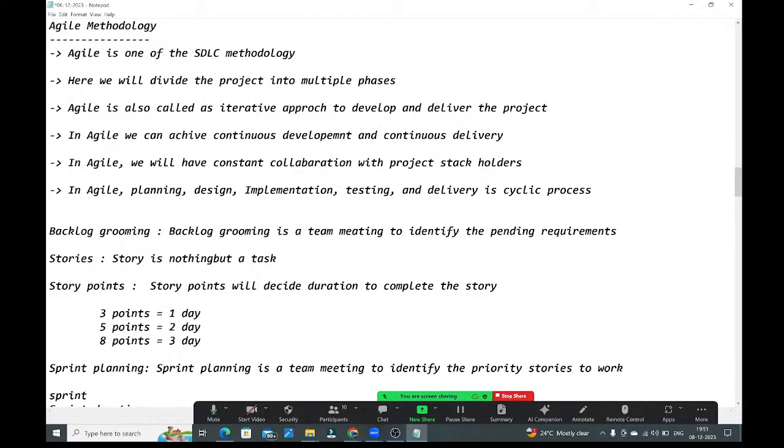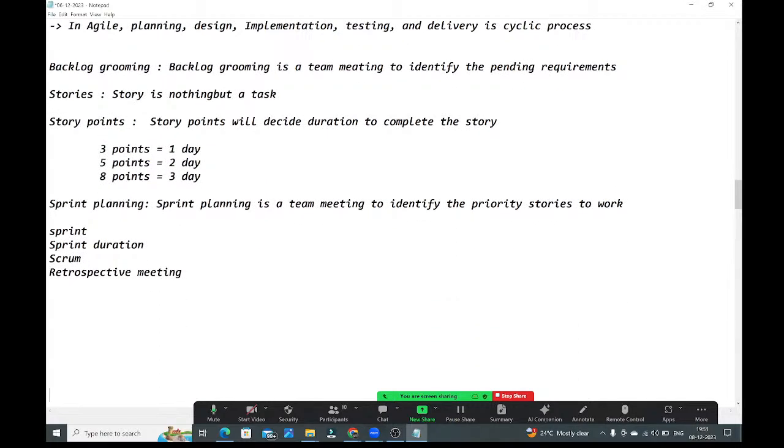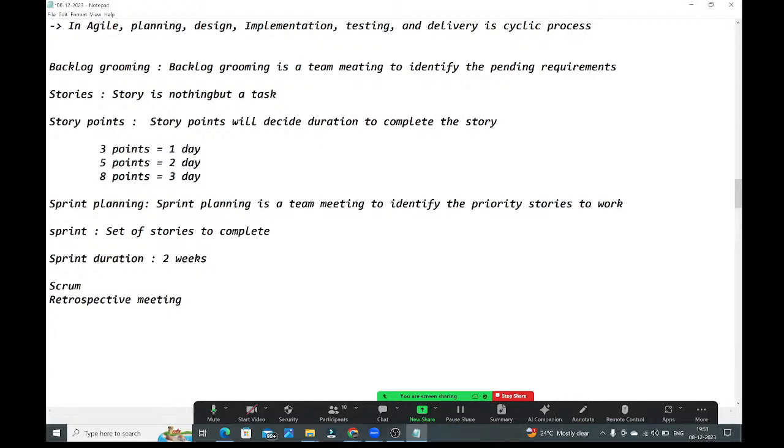Next, sprint. What is a sprint, guys? A sprint is a set of stories to complete. This is called a sprint, guys. The maximum sprint duration is 2 weeks, you can say 2 weeks, guys.